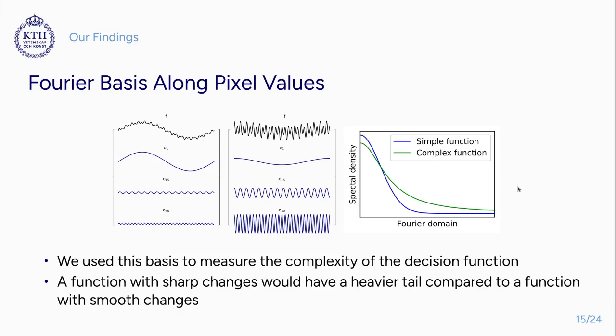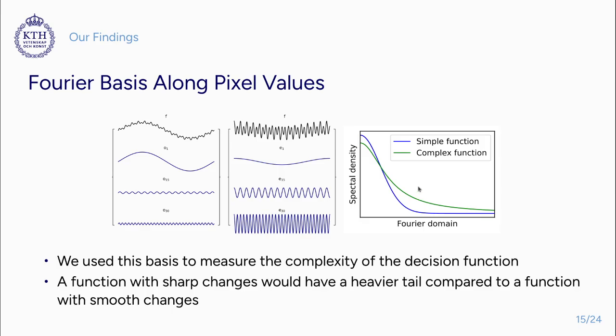So we will have a similar story here. We have a complex function and we have a simple function. We take the Fourier transform of each and we take their spectral density. Here, because this function is one-dimensional, we don't need to use a radial profile. We can just raise it to power 2 and we get spectral density. Then, if you look at the spectral density, we expect the function with more high-frequency information to decay slower. So it will have more high-frequency information. And this allows us to say that, okay, this function is more complex compared to this function.